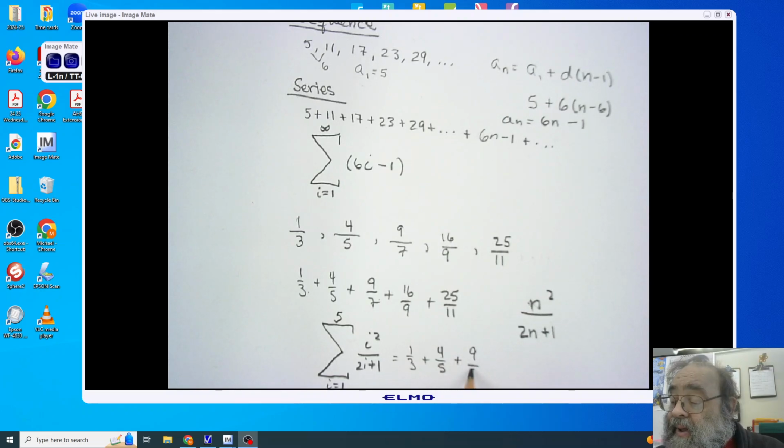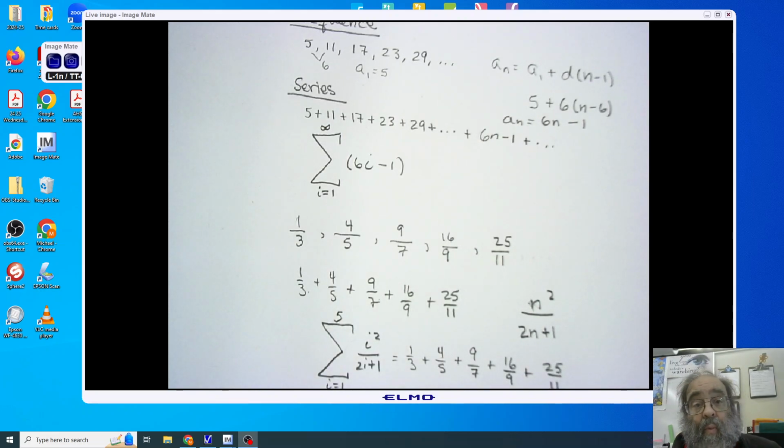Now, any sequence can be turned into a series by simply adding the terms together. And if you can find the rule of the sequence that generated that series, you can find what a summation is. Okay? So once again, this is a general sequence turned into a series, and any sequence can be turned into a series by adding up the individual terms. If it goes off infinitely, it's called an infinite series. And if it stops, it's called a finite series. We can also call it a definite series.